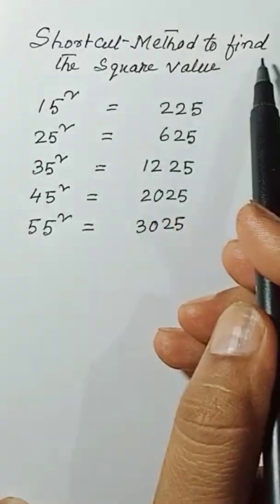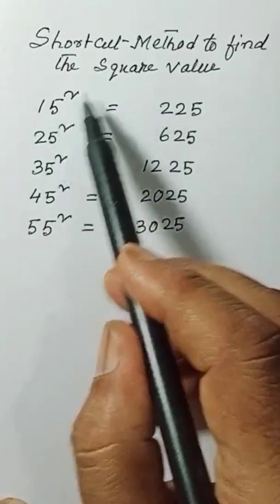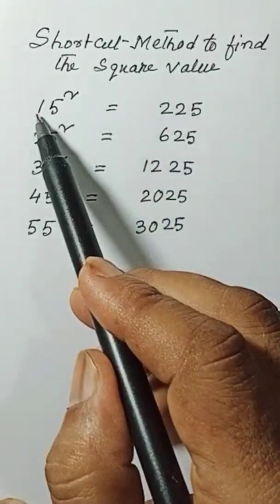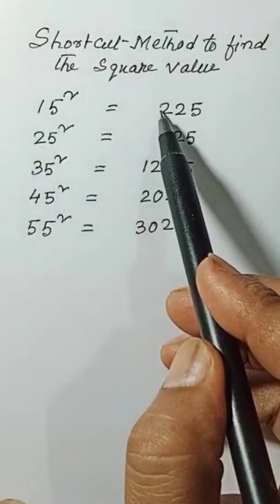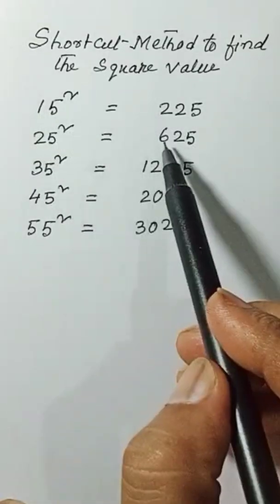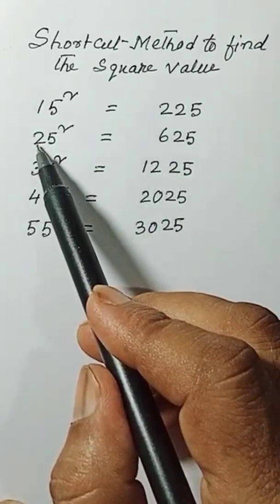Shortcut method to find the square value. 15 square is equal to 225 because 5 square is equal to 25 and the next number of 1 is 2. By 2 we can multiply 1. 2 ones are 2. 25 square is equal to 625 because 5 square is equal to 25 and the next number of 2 is 3.